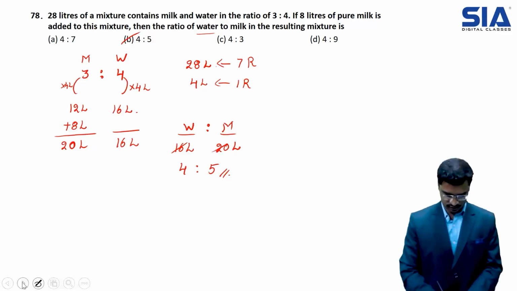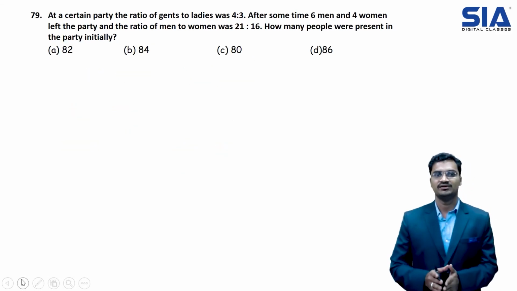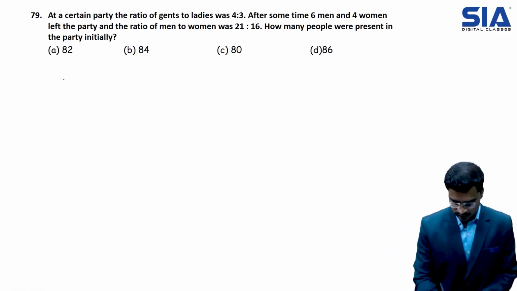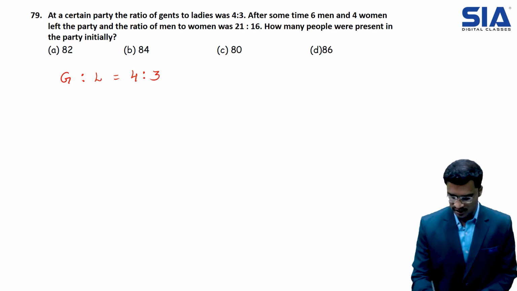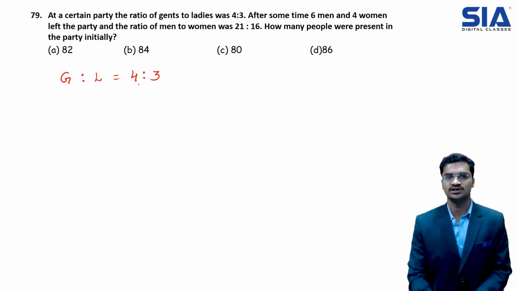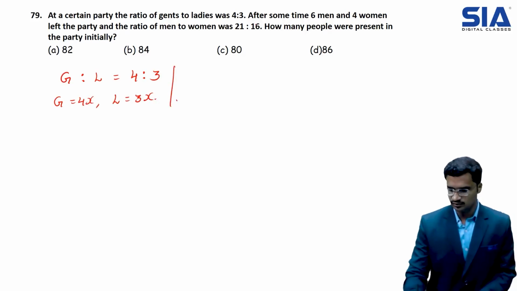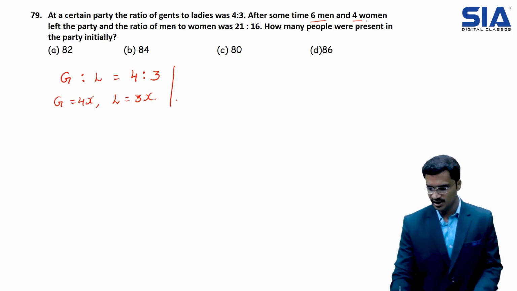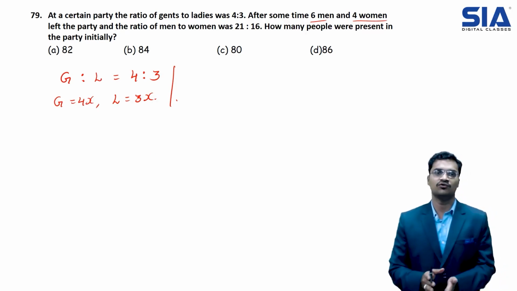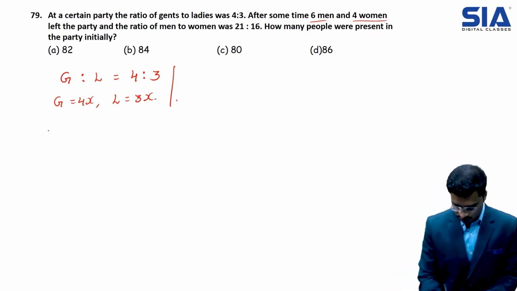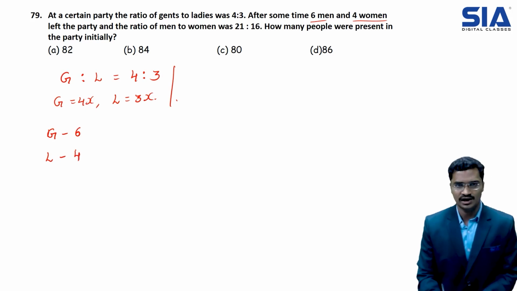Okay. Now coming to the next question, which is: at a certain party, the ratio of gents to ladies is 4:3. So he is saying that the gents to ladies ratio is 4:3. If the ratio of gents to ladies is 4:3, then we know that gents is equal to 4x and ladies is equal to 3x. After this, he is saying that after some time, 6 gents and 4 ladies are leaving the party. So gents minus 6 and ladies minus 4, they are leaving the party.